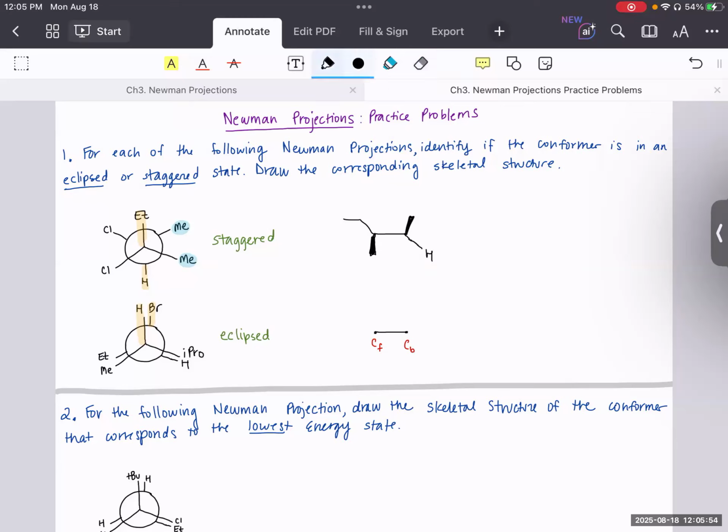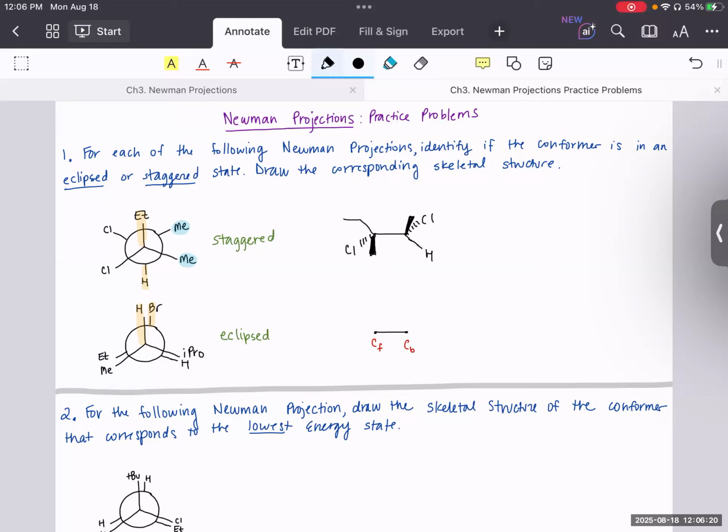Next, we want to draw in the chlorines. These are both going to be dashed because they're on the left side of the molecule, and we have one on the front carbon, one on the back. All right, so that's it for that first one. You can also omit that hydrogen since skeletal structures imply their presence, so you don't necessarily have to draw this hydrogen.